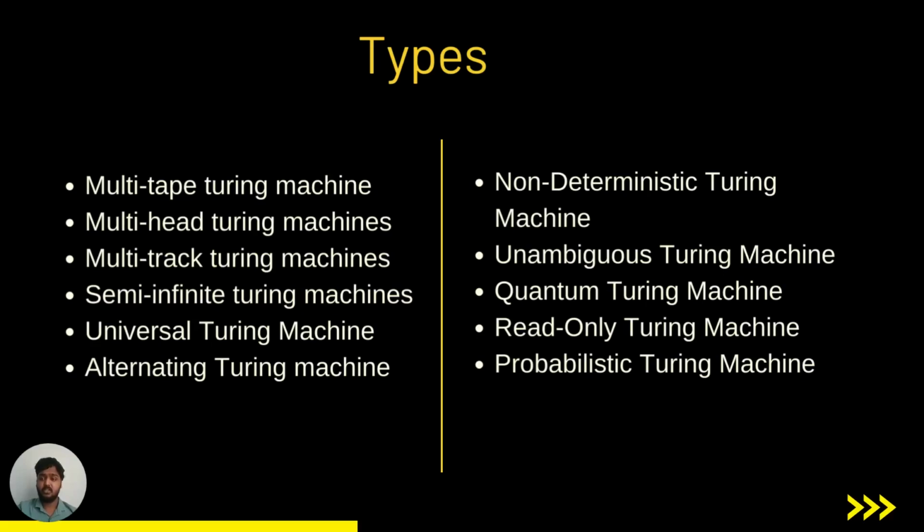Sixth one, alternating Turing machine. This is a non-deterministic Turing machine that accepts computation that generalizes rules used in the definition of complexity classes NP and co-NP.